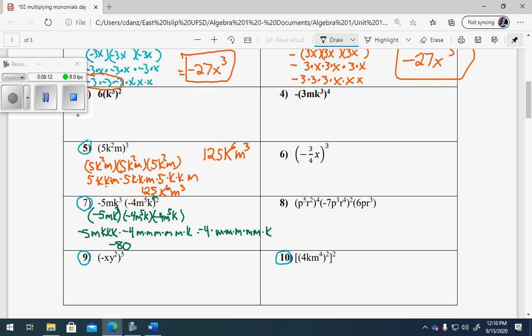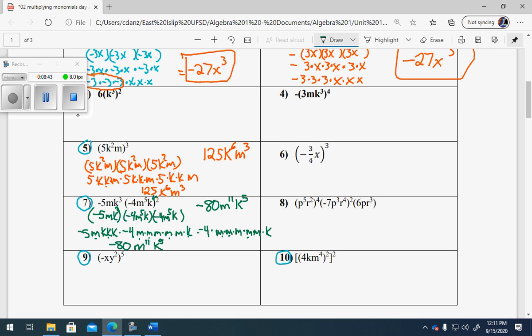M is being used as a factor 1, 2, 3, 4, 5, 6, 7, 8, 9, 10, 11 times. And K is being used as a factor 1, 2, 3, 4, 5 times. Again, I'm just going to write this over here. It's negative 80, m to the 11th, k to the 5th.